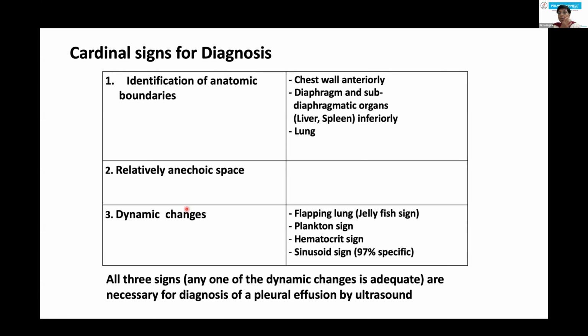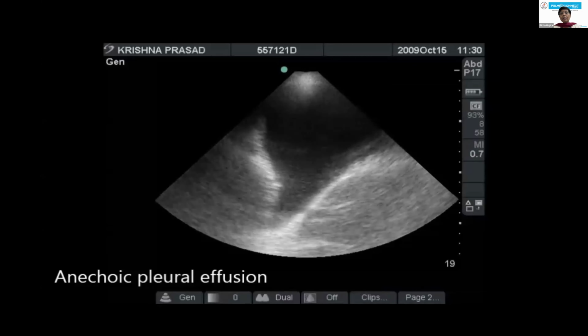You have to identify the anatomic boundaries: chest wall anteriorly, diaphragm or subdiaphragmatic organs inferiorly, and you have a collapsed lung. And in between, you have something anechoic, a black colored space. Sometimes dynamic changes are present, which are flapping lung and plankton. I will show you this on the videos. So of all three signs, any one of the dynamic signs being present is enough for the diagnosis of pleural effusion by an ultrasound. Now let's look at this.